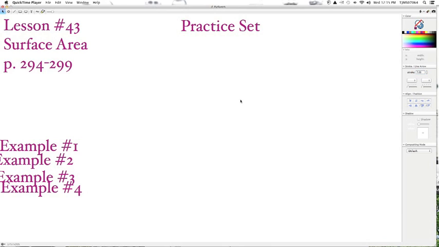Next, letter B. What is the total surface area of a cube with edges 2 inches long? So let's put a cube up here. And let's copy and paste that. We have another cube here, and we just connect edges. Beautiful, doesn't it? All right, now we know that this cube has edges 2 inches long.